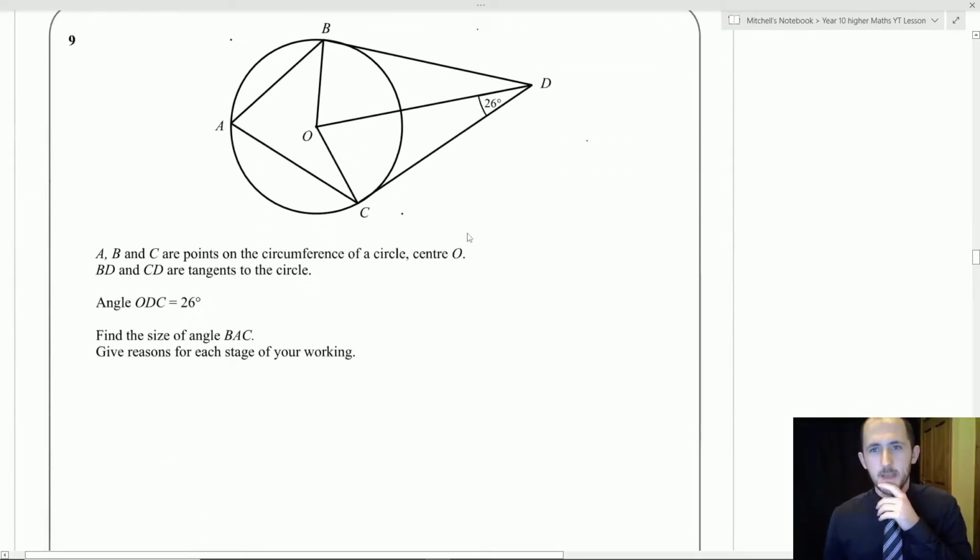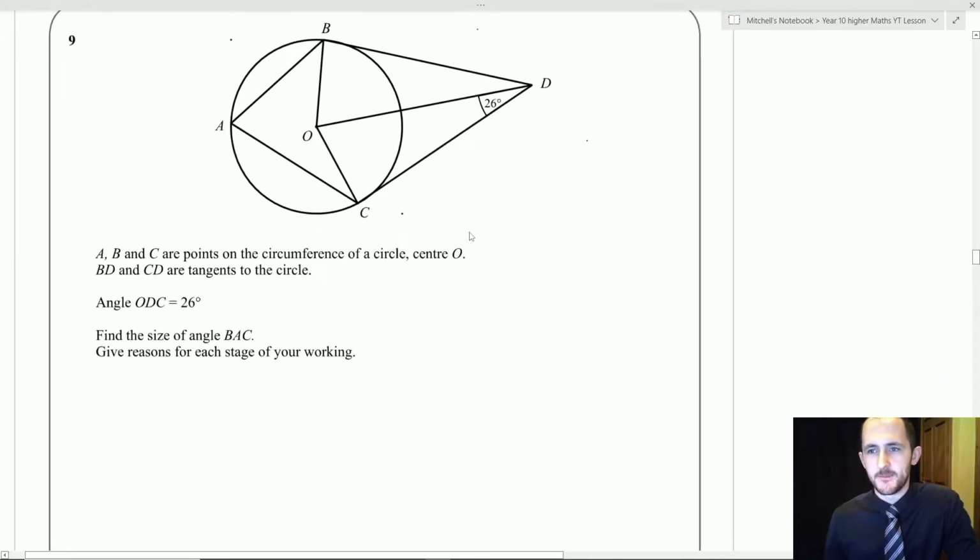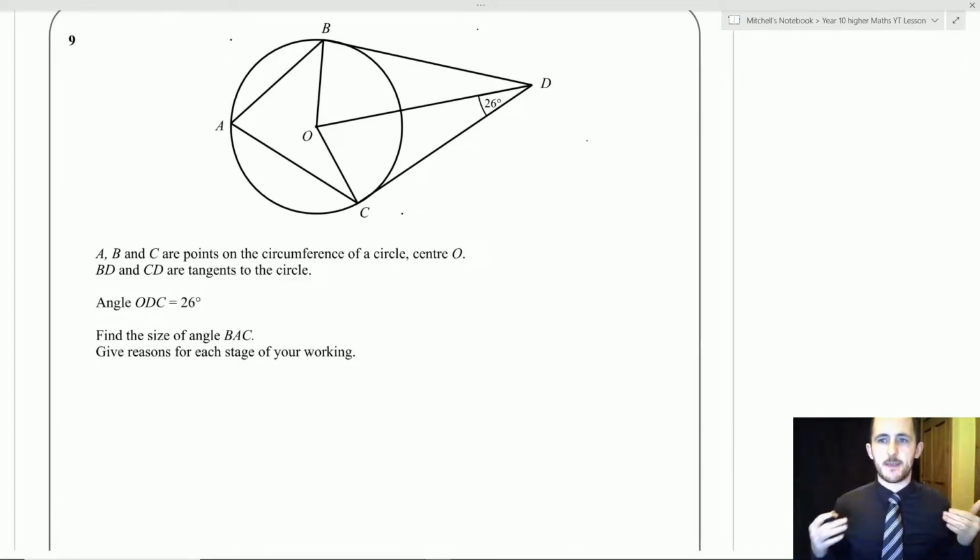And now we get into the big questions, right? I mean, these are, yeah, 4 or 5 marks. Looks a bit scary, right? There's about 1,000 things going on. So what you need to do is take a step back and take it slowly, okay? Take it nice and slow. There's a few things I'm seeing already. I'm seeing tangents and radii, right?